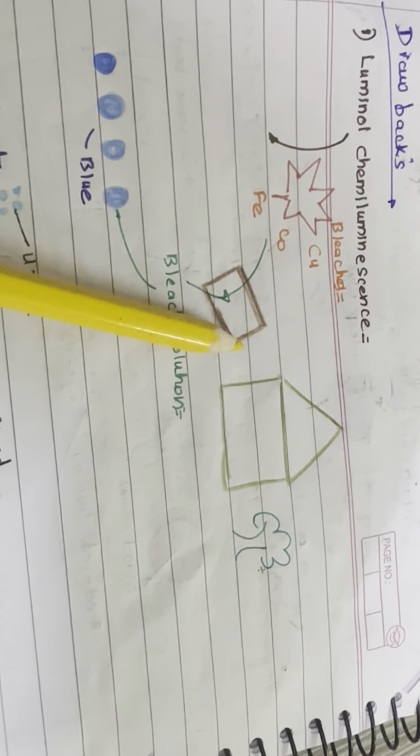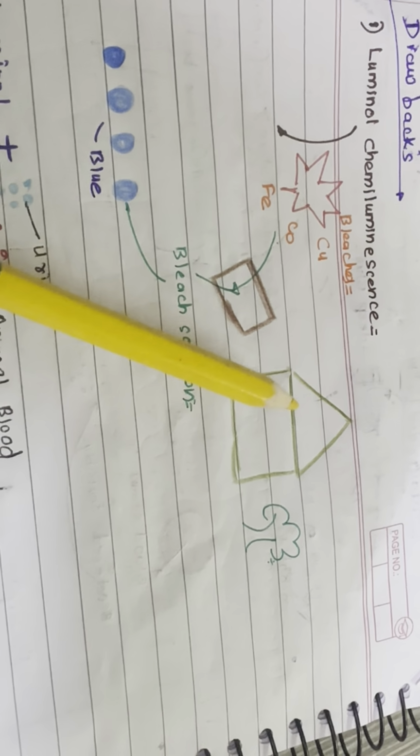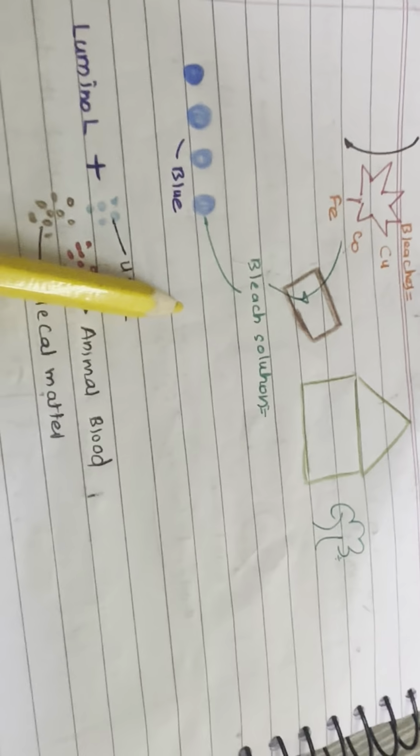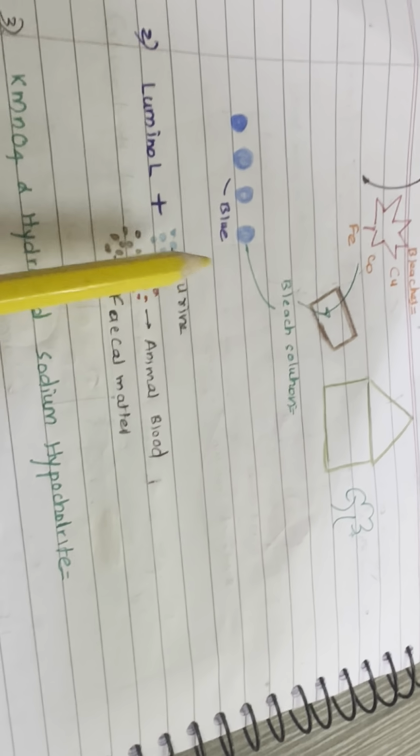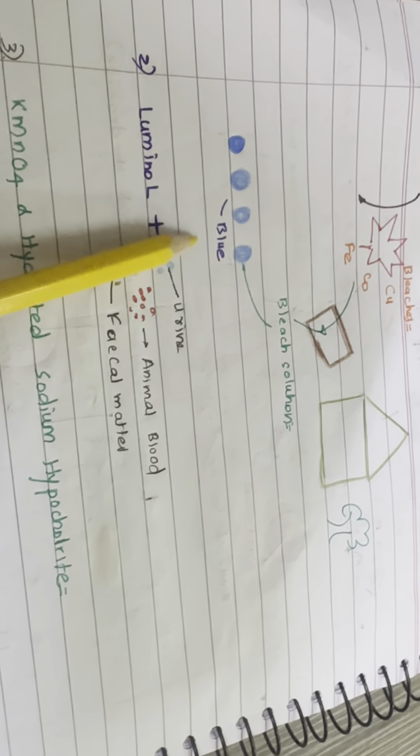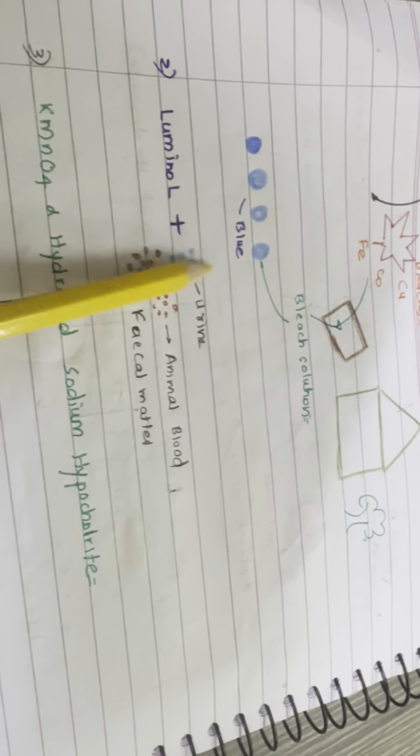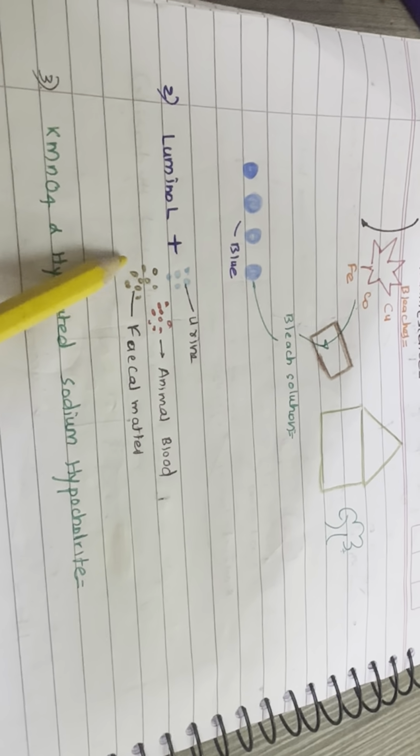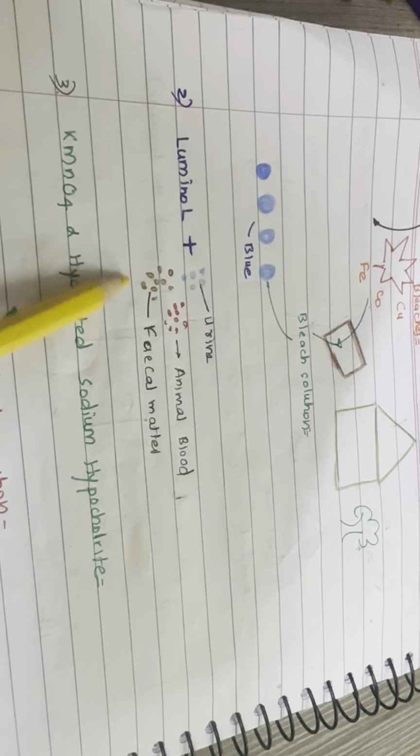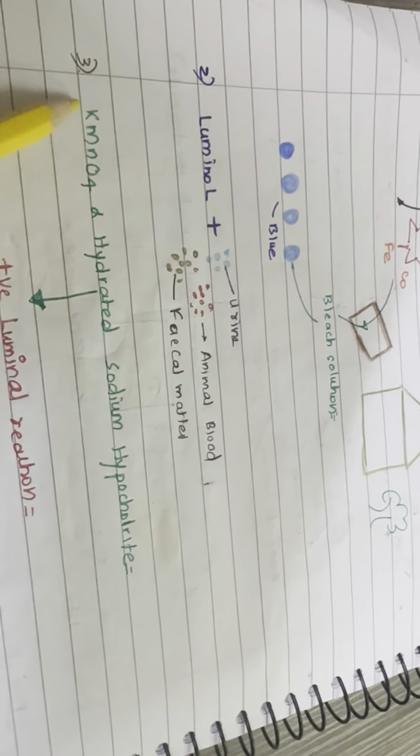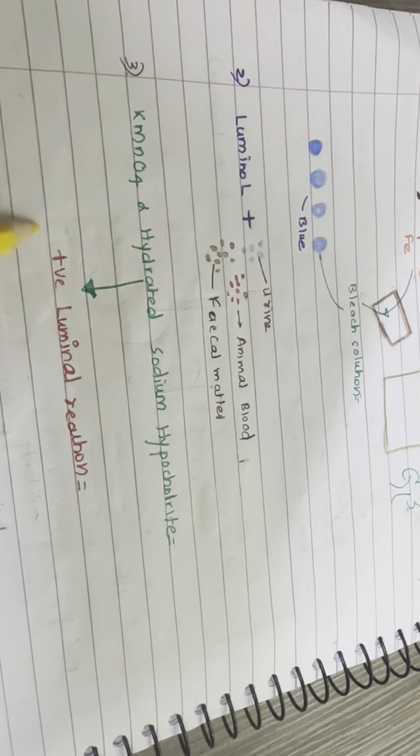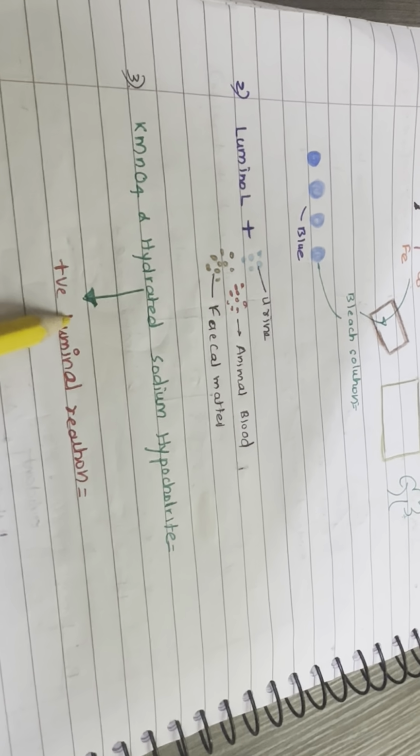If a crime scene is thoroughly cleaned with a bleach solution, the residual bleach will cause the entire crime scene to produce a typical blue glow, effectively camouflaging any organic evidence such as blood. The luminol also reacts with urine, fecal matter and animal blood to give the same result. Potassium permanganate and hydrated sodium hypochlorite also give a positive luminol reaction.